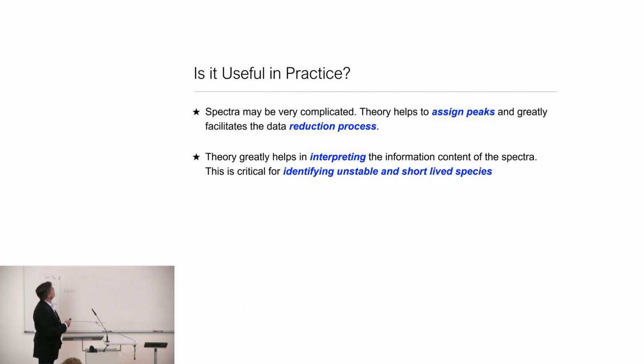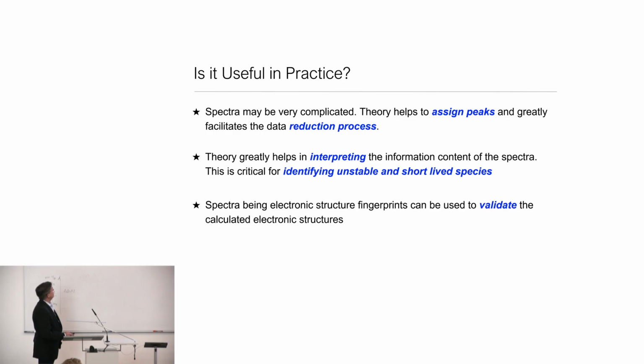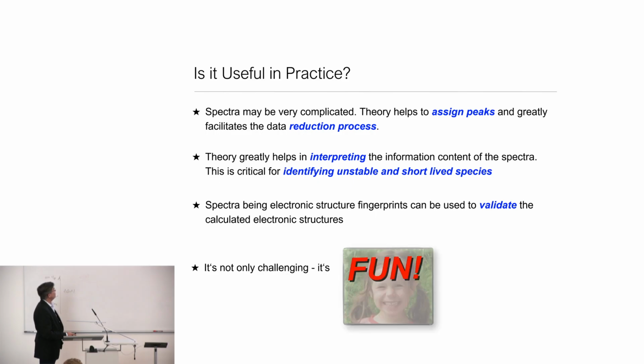It also greatly helps in interpreting the information content of these spectra, for example characterizing intermediates. And the other thing that I've emphasized is that once you have the connection between the quantum chemistry and the electronic structure, you can use it as a falsification process for your data, and it's also fun.